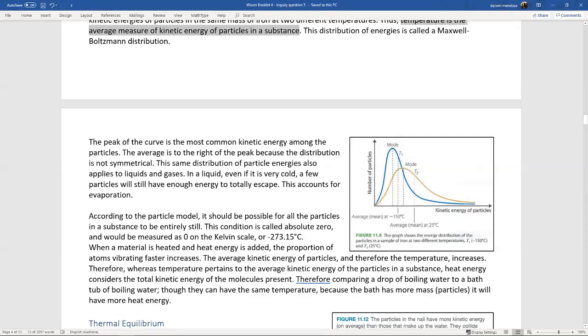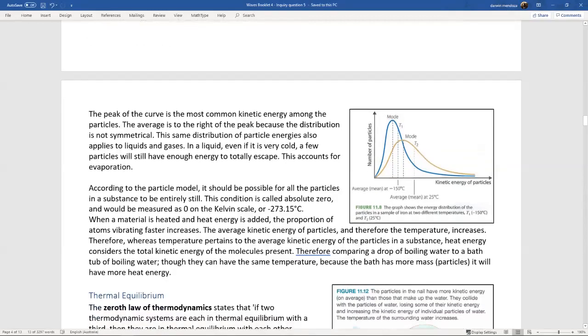Now there is a limit. You can't get particles to continue to heat up. At some point, they're going to start to break apart. But that's beyond the scope of the 11 course. Anyways, let's move on. We're good here.